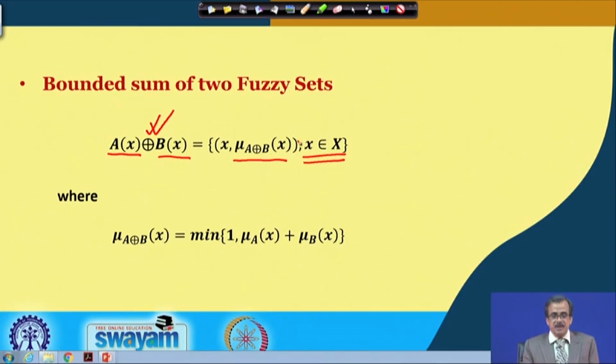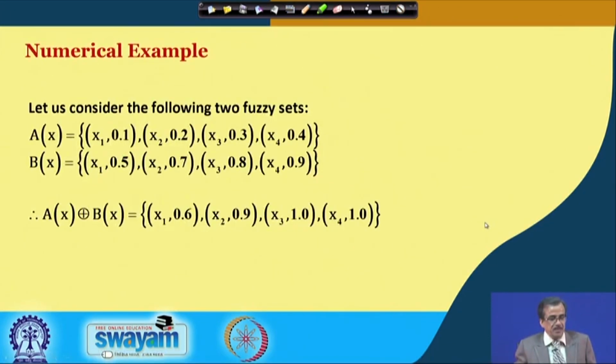And how to determine this mu A bounded sum B of x? This is the way you can find it out. It is the minimum between two quantities: one is 1 and the other is mu A(x) plus mu B(x). So, we simply add the two mu values, compare with 1, and take the minimum. Now, let us see how it works, and let me solve one numerical example for this bounded sum.